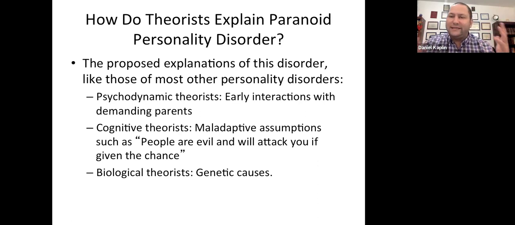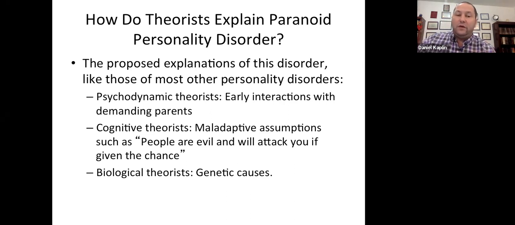So how do we explain the development of paranoid personality disorder? Well, there are 3 common explanations, all of which have insufficient evidence to support them, but are hypotheses nonetheless. The psychodynamic theorists suggest that you may have had overly demanding and overly punitive parents, so you became concerned about retribution or punishment, and that fearful nature developed as a function of that.